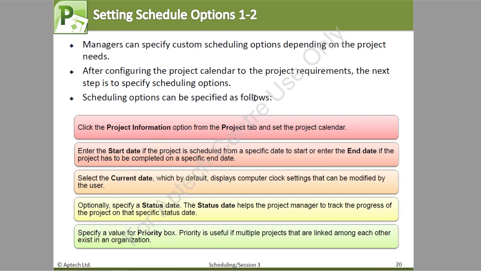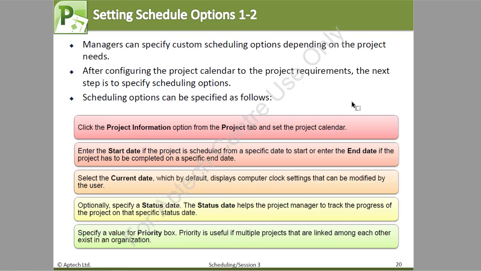Optionally, you can specify a status date. Now, this status date helps the project manager to track progress of the project on that particular date. You specify the value for a priority box, and priority is useful if multiple projects that are linked to each other exist in an organization. Let's look at an example. We are constructing a road, and there are some places where we need to construct bridges. So that bridge is a separate project on its own. So that is what we are talking about here.